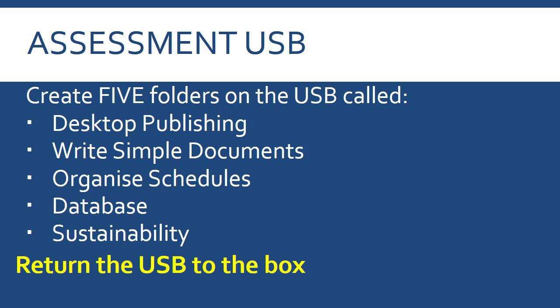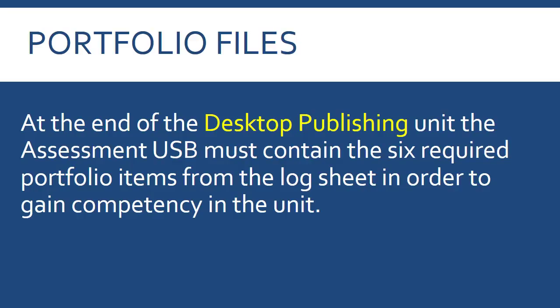With the assessment USB still in the drive, create 5 folders on the USB with the following file names, just as you did for your personal USB, and then return the USB to the box. You might want to pause the video now in order to do this. At the end of the desktop publishing unit, the assessment USB must contain the 6 required portfolio items from the log sheet in order to gain competency in the unit.